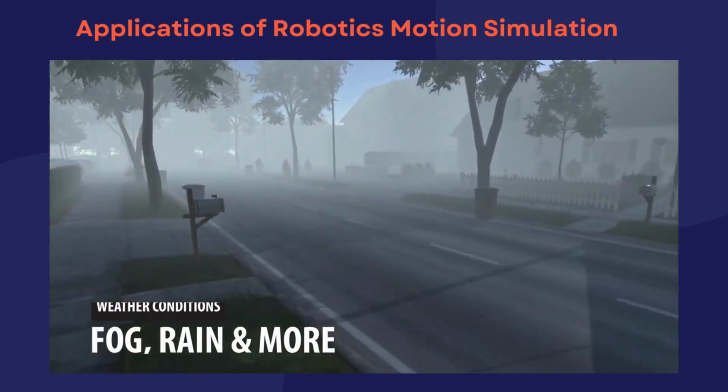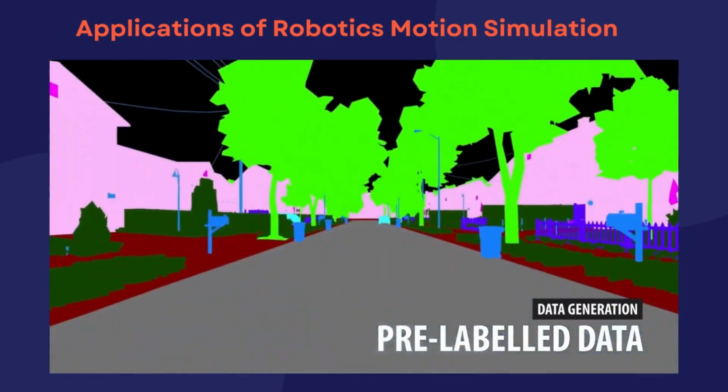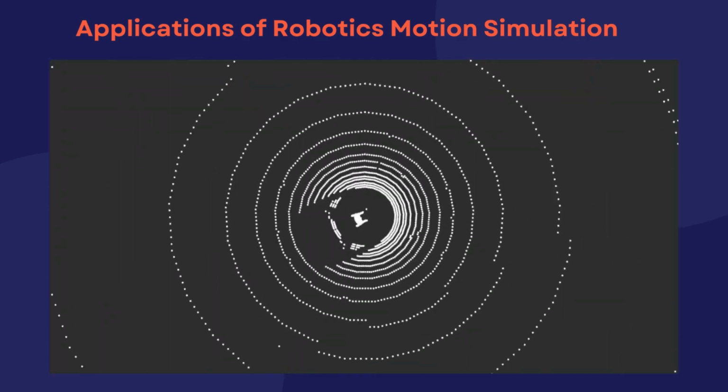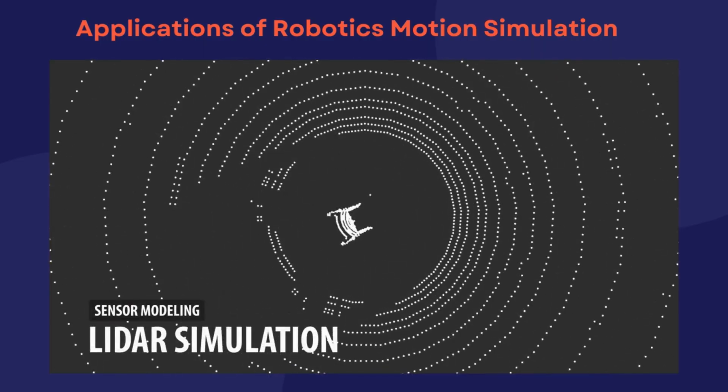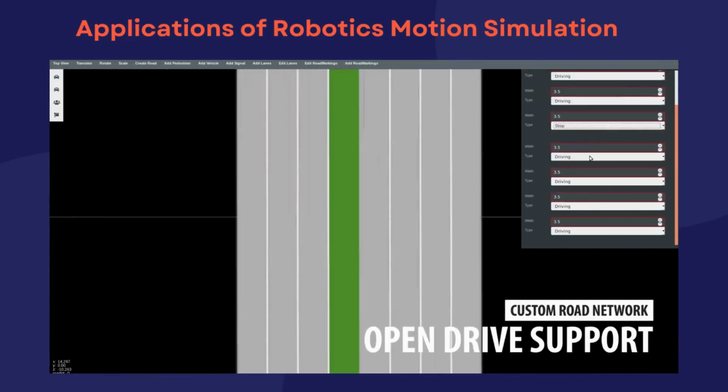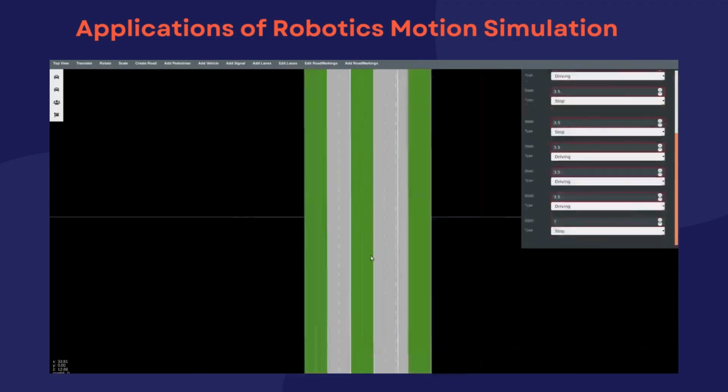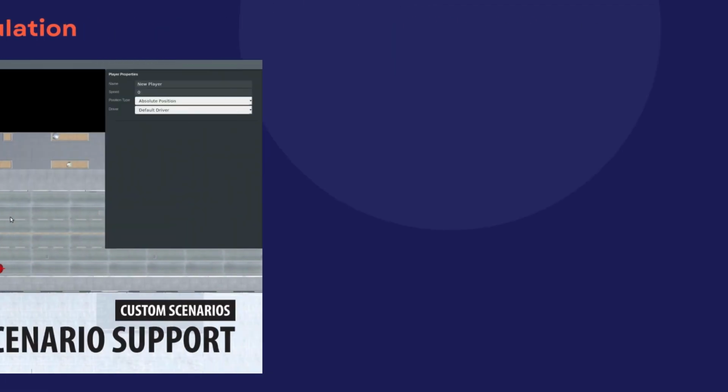By running thousands of virtual tests, autonomous vehicle systems learn how to navigate complex road networks, respond to hazards, and optimize route planning without risking real-world accidents. This significantly accelerates the development and safety validation of autonomous transportation.